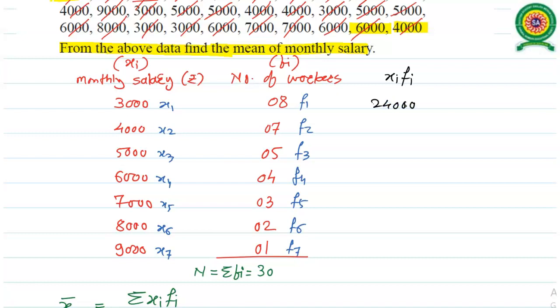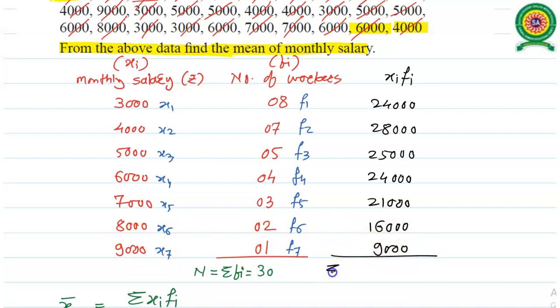Same thing, each worker has a monthly salary of 4,000, and we have 7 such workers. 7 4s are 28, so we get 28,000. 5 5s are 25, so 25,000. 6 4s are 24, so 24,000. Now 7 3s are 21, so 21,000. Then 8 2s are 16, so 16,000. And at last 9,000 into 1 is 9,000.